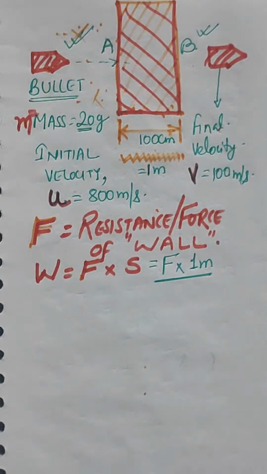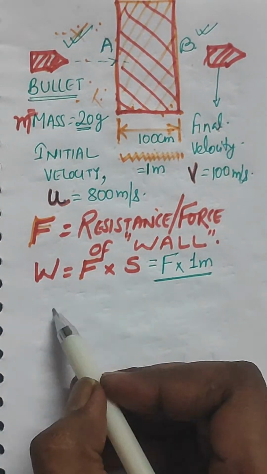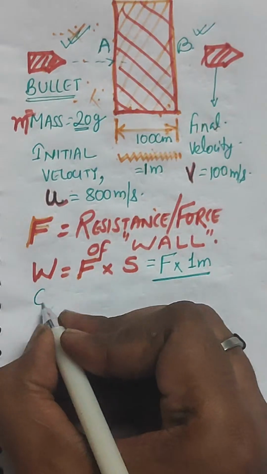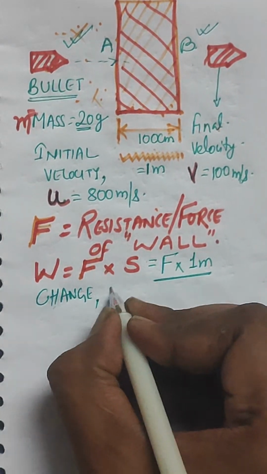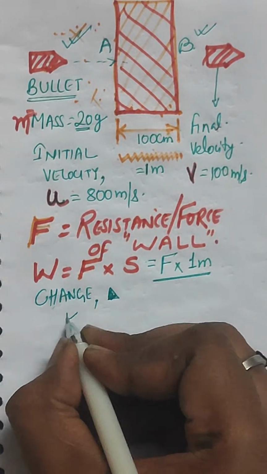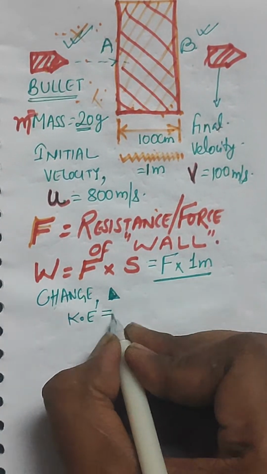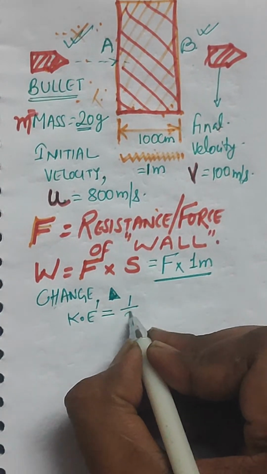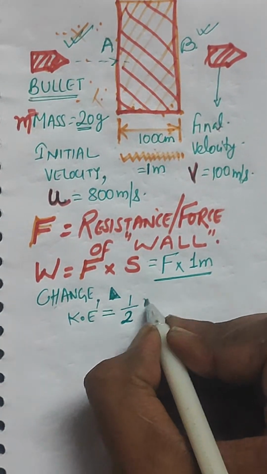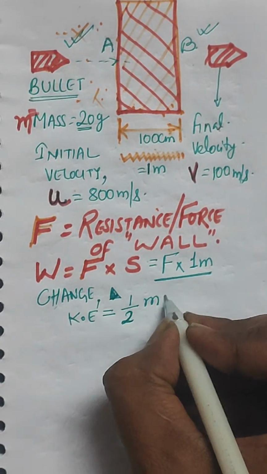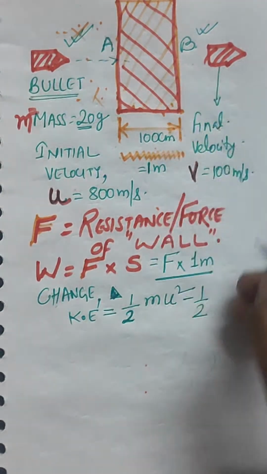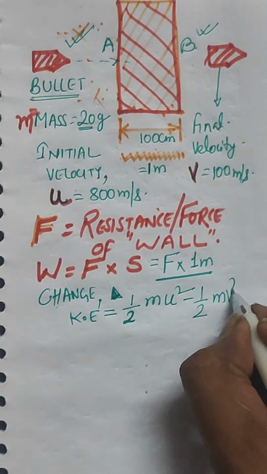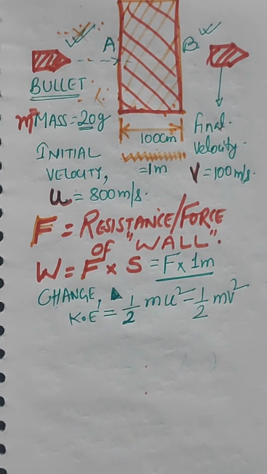Change in kinetic energy, definitely. So this will be equated with this one. The change in kinetic energy, the delta of the kinetic energy, is equal to how much? It is the energy at the beginning, that is half m u square, minus the energy at exit, that is half m v square, right? Definitely the conservation of energy, you are right, Stardust.